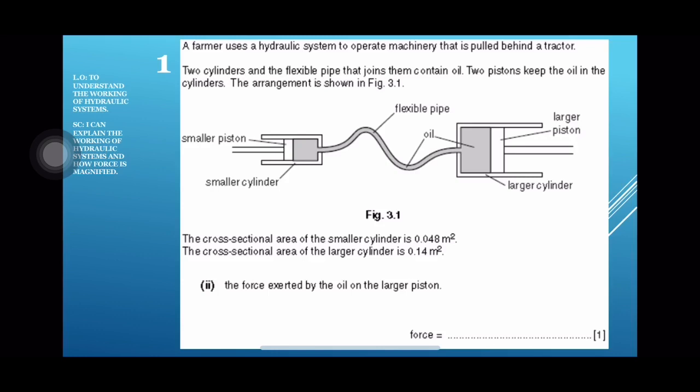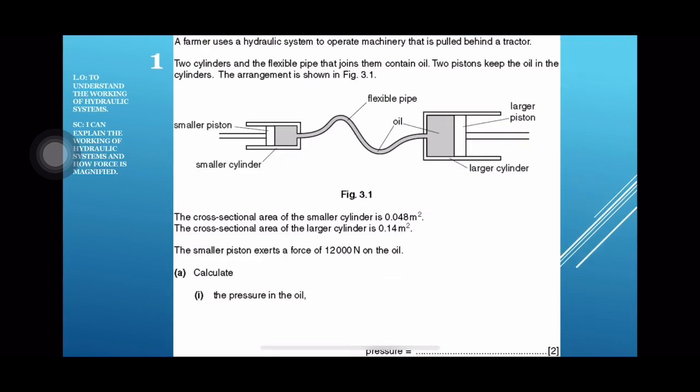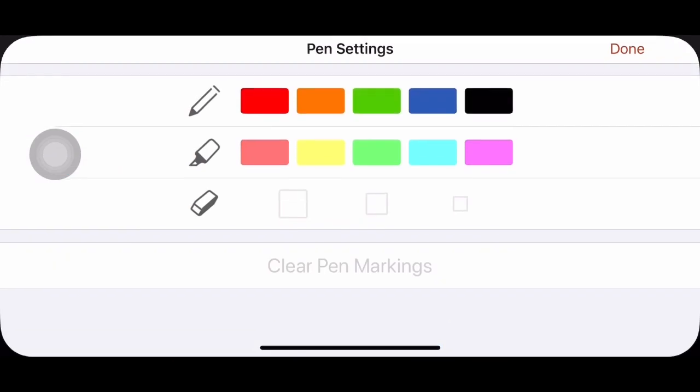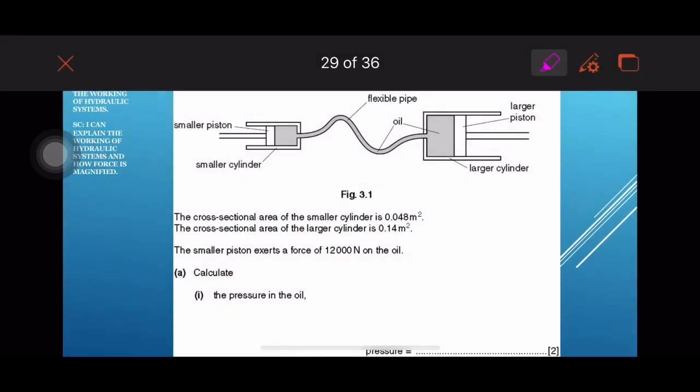Let me just annotate that. So the cross-sectional area of the smaller cylinder is 0.048 meters squared. This is A1. How do you know it's A1? It's the smaller one. Smaller one is always A1. So the cross-sectional area of the larger cylinder is 0.14 meters squared. This is A2.